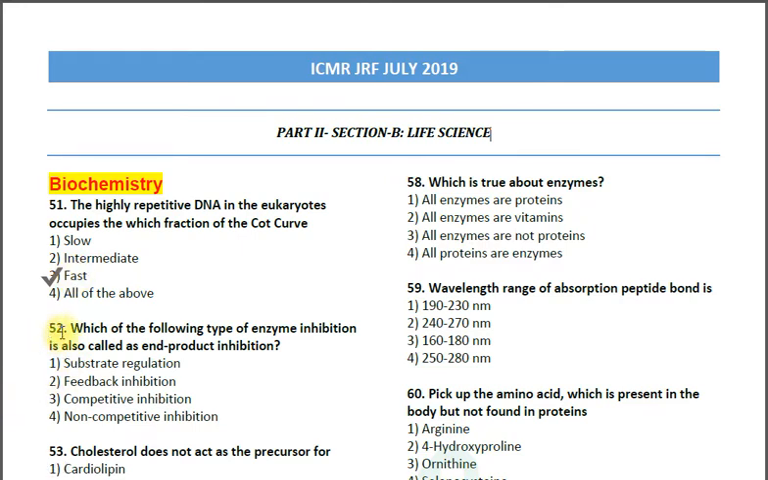Question 52 says, which of the following types of enzyme inhibition is also called end product inhibition? Options: 1 substrate regulation, 2 feedback inhibition, 3 competitive inhibition, 4 non-competitive inhibition. The correct one is 2, feedback inhibition. The inhibition of enzyme hexokinase by glucose 6-phosphate in glycolysis is an example of end product inhibition.